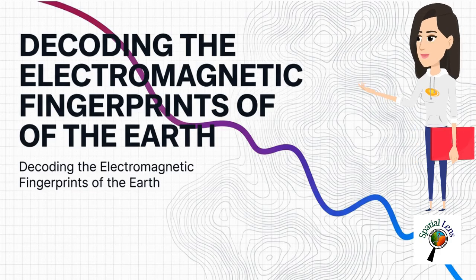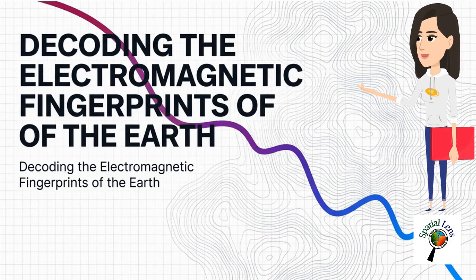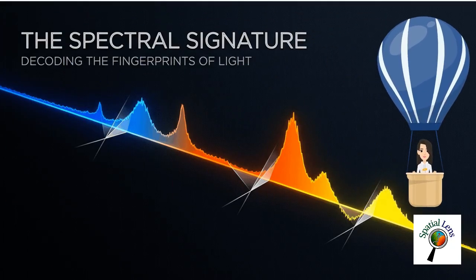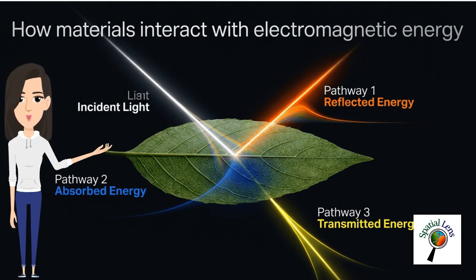When we talk about remote sensing, we often hear the term spectral signature. But what exactly does it mean? And why does every material have a different spectral signature? To understand this, first remember that different materials interact with electromagnetic energy differently.